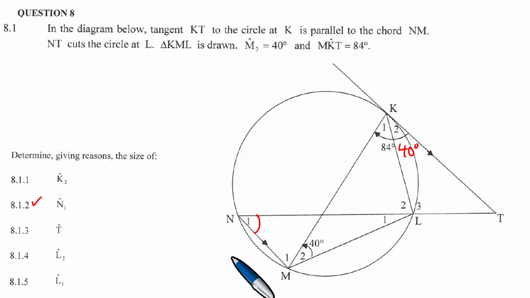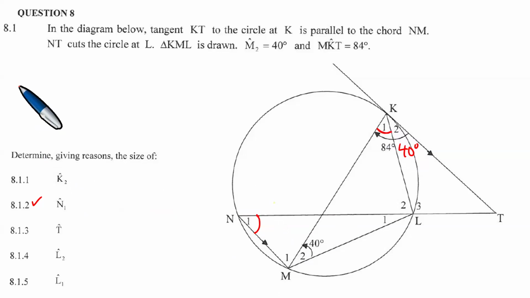N1 is 84, sir. You think that N1 is equal to 84? Okay, a very good attempt from Tando. Thanks for that attempt, Tando. Now, a couple of things are very important. But first things first, you can see that N1 is equal to this angle here.